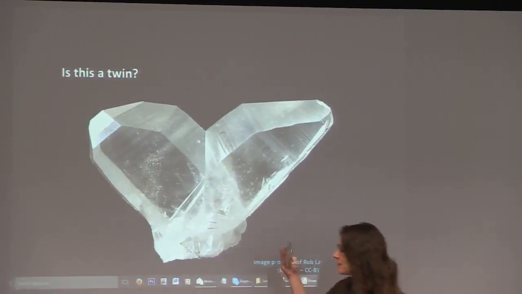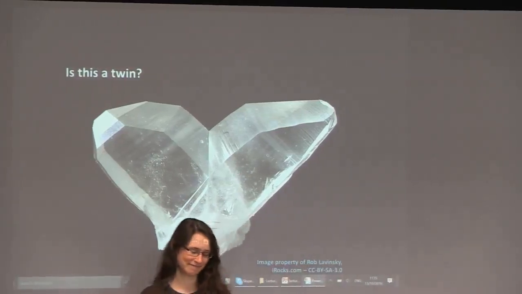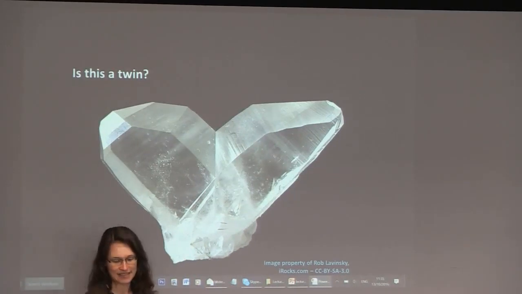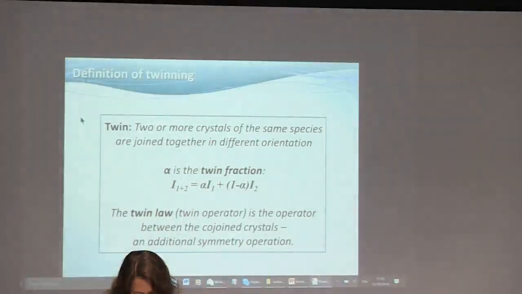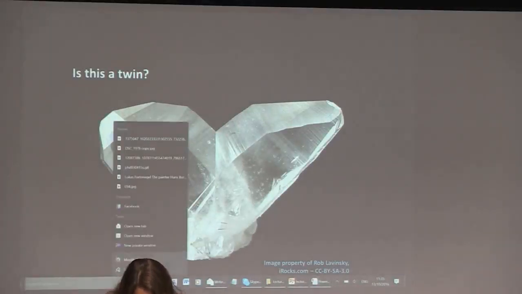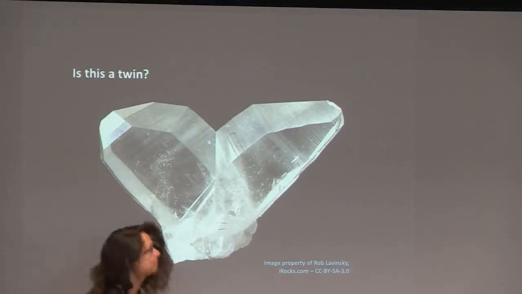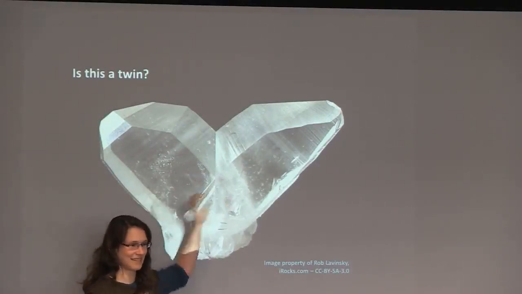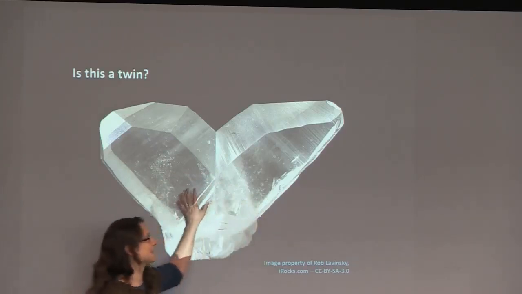Now, obviously, this looks like a twin. Just because it looks like a twin, that does not mean it's not a twin. Sorry, my computer keeps playing up. There we are. This is a twin. It's a macroscopic twin, so you can see it's a twin.